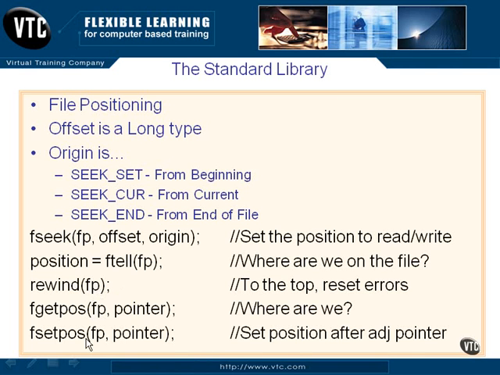fgetpos is used with fsetpos to get a special pointer value. This is the address of a file position pointer, and the number, basically the offset of where we are on this file, will be put into pointer. You can then adjust that pointer, increment it, decrement it, do whatever you need to do with it, and then do an fsetpos, and that will move your file pointer position to wherever you need it to be after adjusting pointer.